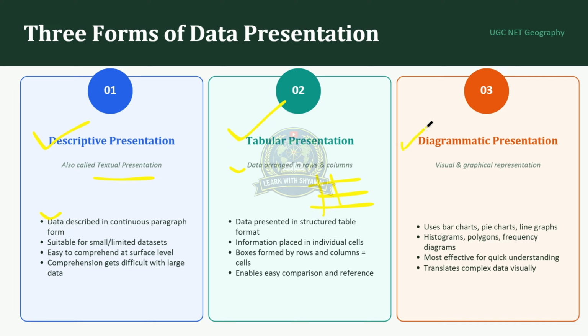Then the third form is diagrammatic presentation, visual and graphical representation, which uses bar charts, pie charts, line graphs, histograms, polygons, frequency diagrams, and these are most effective for quick understanding and translate complex data into visual representation.